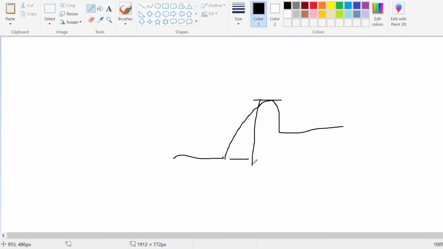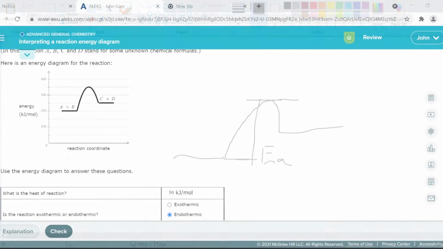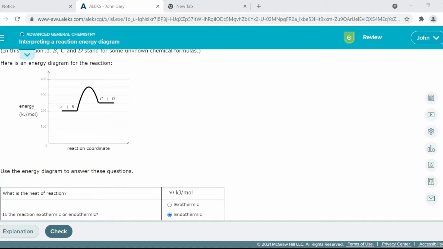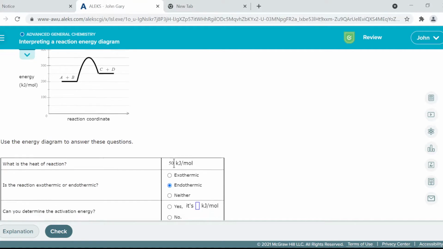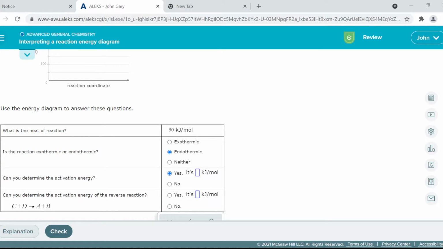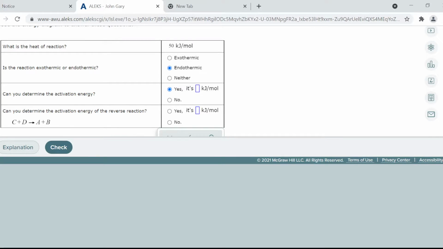We call this the EA, or energy of activation. So I trace it from the A plus B line to the top of my hill. Remember, if you watch my lecture, I talk about pushing a stone up a hill. That's the activation energy. So the difference between A plus B and the top of my hill would be 150 kilojoules per mole. Yes, I can, and it's 150.